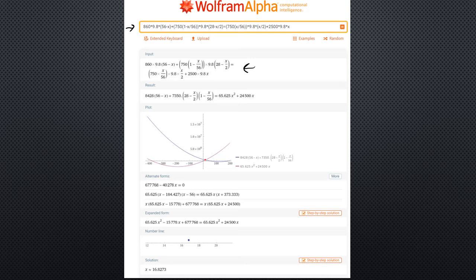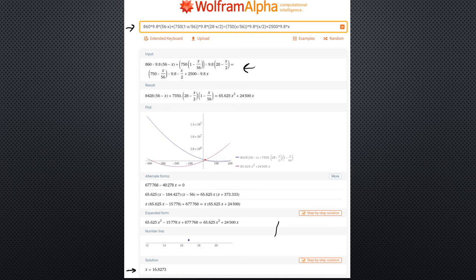I honestly don't even remember what expanded form means. Oh, it just means that all of the parentheses get multiplied together. It gives you the answer on a number line. And then finally, kind of hidden underneath all of this awesome math stuff, is the answer itself. It solves for x. So you punch an equation into the search bar with x's in it, and it recognizes that, and it goes, hey, that's an equation, and it solves for x. And you can see that x is about 16.8.